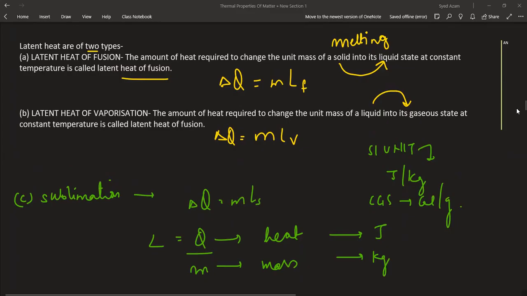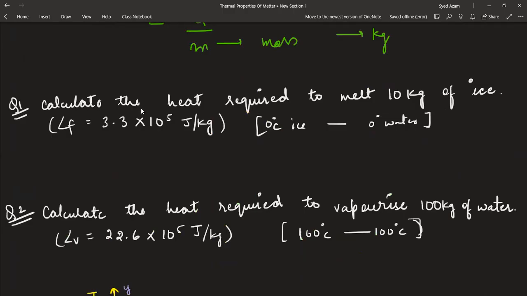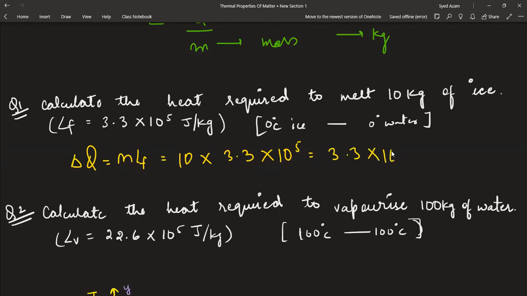Okay, now the concept of calorimetry, Aleena. Oh, before that, yes, questions also. It says calculate the heat required to melt 10 kg of ice. So 0 degree ice is getting converted to 0 degree water. So delta Q will be simply M into L_F. So 10 into L_F, which is given to you in the question, 3.3 into 10 raised to the power 5. So the final answer will be 3.3 into 10 to the power 6 joules.